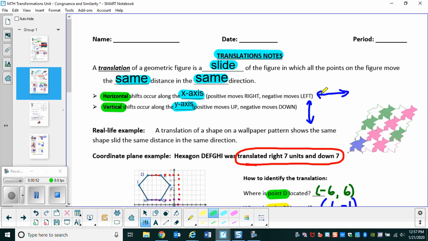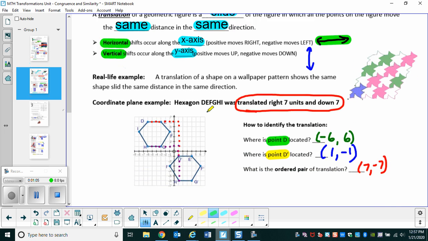Now, let's talk about this horizontal axis. If you see a positive number, you're going to move it to the right. And if you see a negative number, you're going to move to the left. Same thing for the y-axis. A positive number is going to move up while a negative number moves you down. Okay? So let's take a look at this example right here.